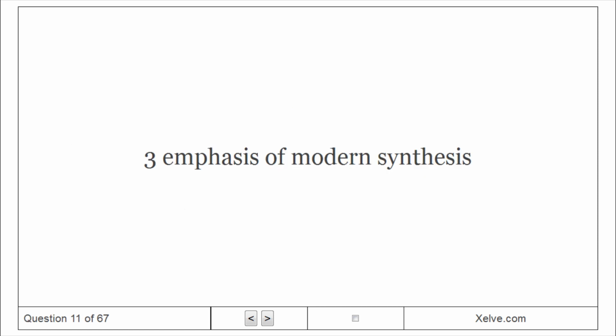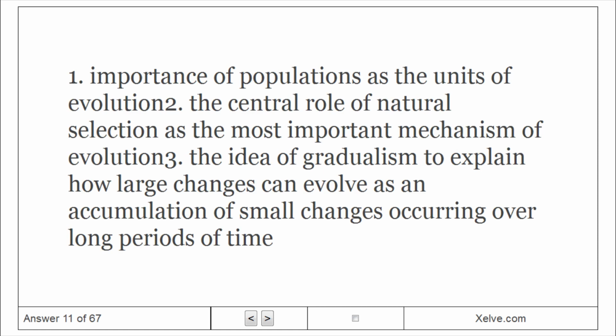9.3 Emphasis of modern synthesis. 1. Importance of populations as the units of evolution. 2. The central role of natural selection as the most important mechanism of evolution. 3. The idea of gradualism to explain how large changes can evolve as an accumulation of small changes occurring over long periods of time.